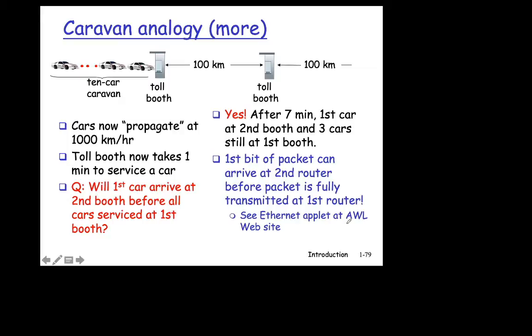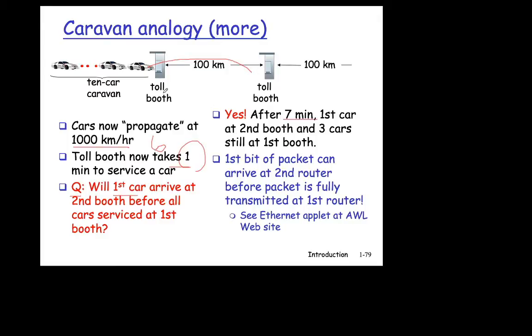In the second example, the configuration is slightly different, mainly propagation speed and transmission speed. Propagation speed now goes really fast, but transmission speed much slower. So, question here is asking, will the first car arrive at the second toll booth before all the cars are being serviced? Let's see, when will the first car arrive at the second toll booth? So, transmission delay, 1 minute. Propagation delay, so we have 100 kilometers, but we're traveling 1,000 kilometers, so we'll be spending 1/10 of an hour propagating. And that's 6 minutes. Together, 7 minutes. So the first car will spend 7 minutes before arriving at the second toll booth.